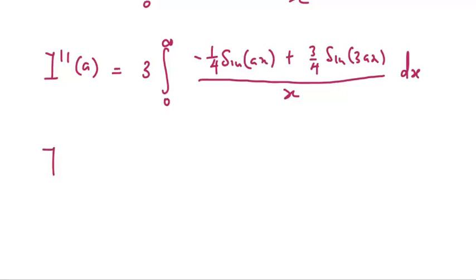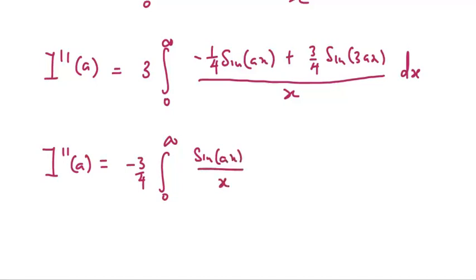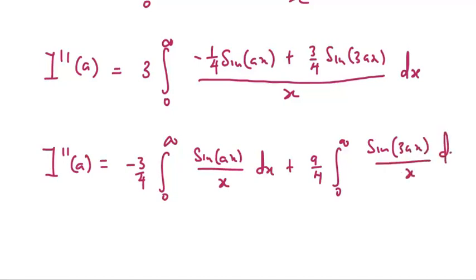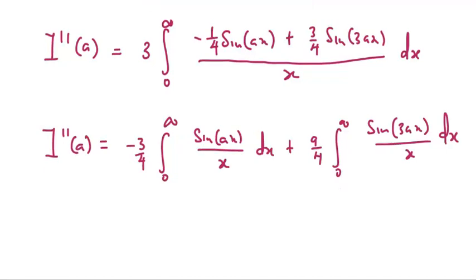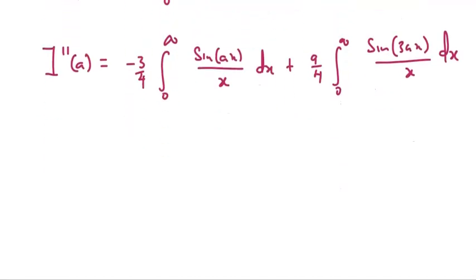And that's going to give us I prime prime of a will be equal to negative 3 by 4 integral from 0 to infinity. So we have sine of ax divided by x, right? Then dx, and then plus 9 by 4 the integral from 0 to infinity. So we have sine of 3ax divided by x, and then dx. So we can see the Dirichlet integrals popping up here, right?